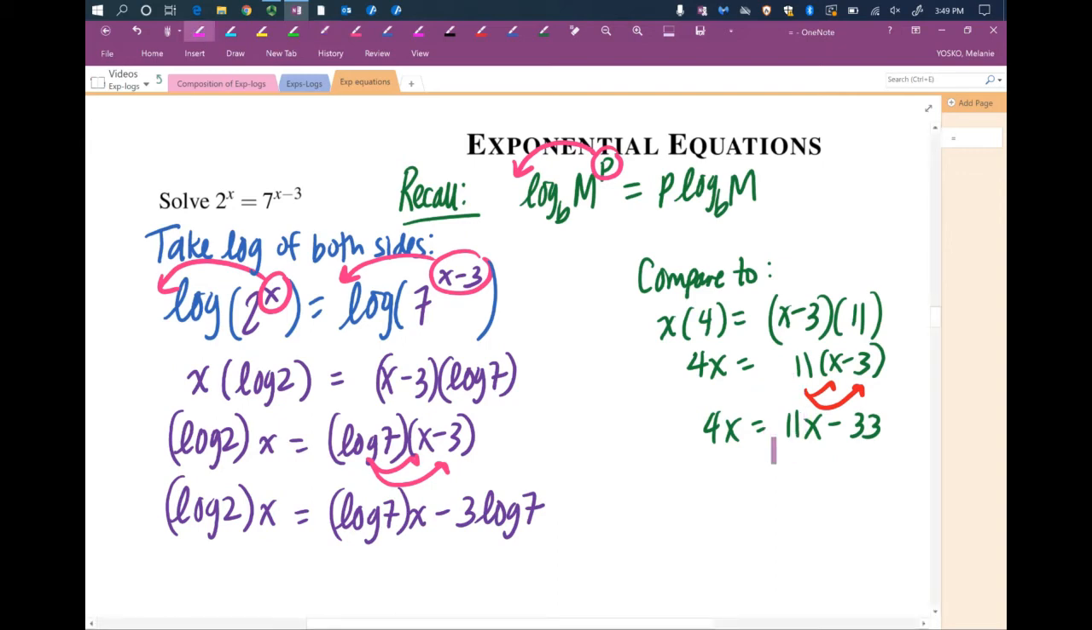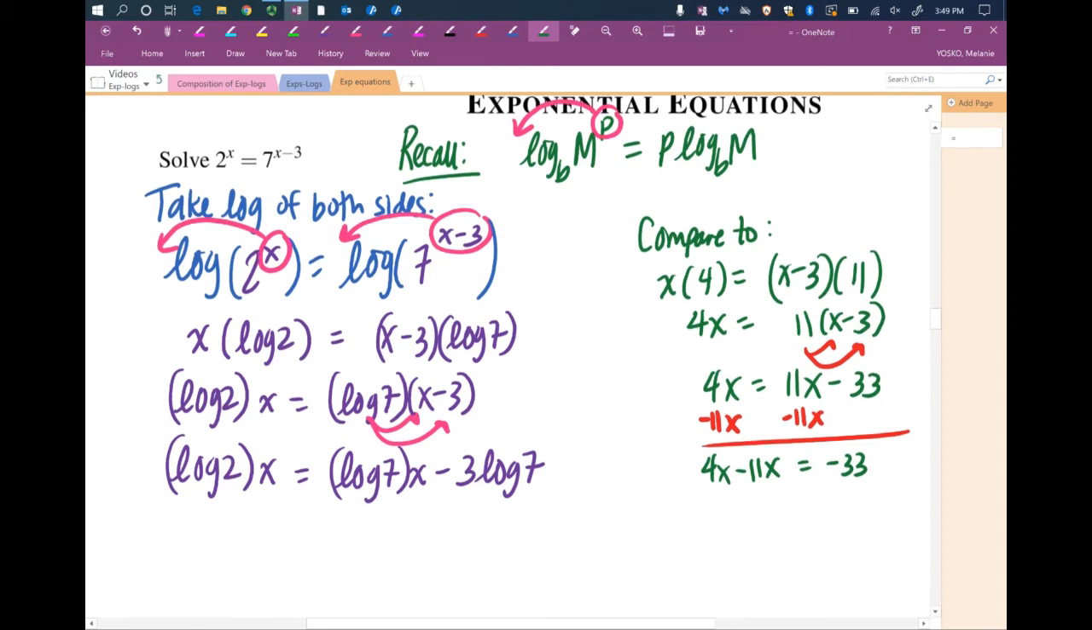Okay, then what do you do over here? Well, you would always get the variables on the same side. So you could do it either order, but I'm going to go ahead and move the x's to the left-hand side. So we would end up with 4x minus 11x equals negative 33. And probably you're screaming at the screen, don't write 4x minus 11x, write negative 7x. And you could. How did you get 4x minus 11x is negative 7x?